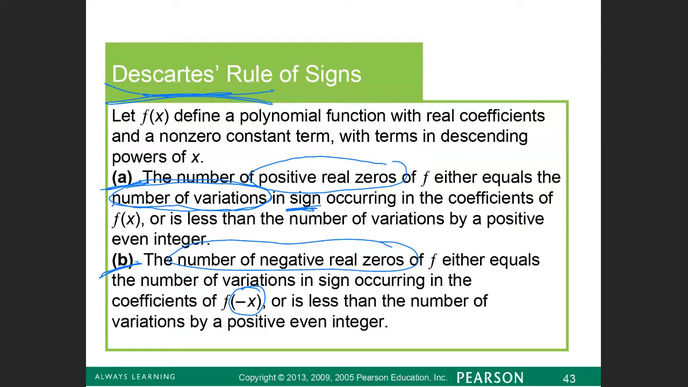And if your answer would be greater than 2, then you subtract that by 2 to find the other possible number of positive real zeros or negative real zeros. So we have this term here, a positive even integer. So there is the word or less than the number of variations by a positive even integer.